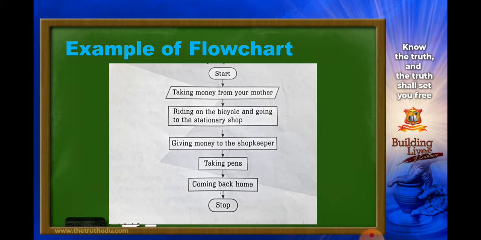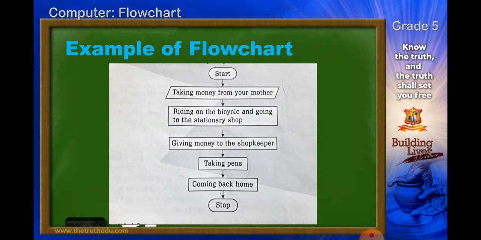So here, giving money to the shopkeeper, not all shopkeepers do it. First you can ask for the pen also. You can take the pen, check, examine it and then pay the money. Here the example is giving money to the shopkeeper, then taking the pen. Here you can mention paying the money, because you have taken the pen in the previous step. Now you will pay the money and come back home. And at last, when the complete program is completed, you will use the terminal box to mention stop, right?